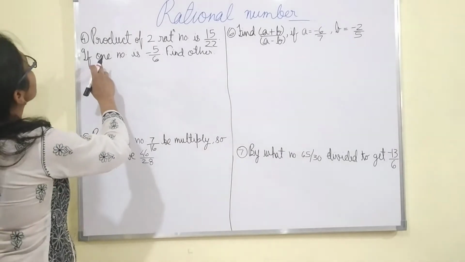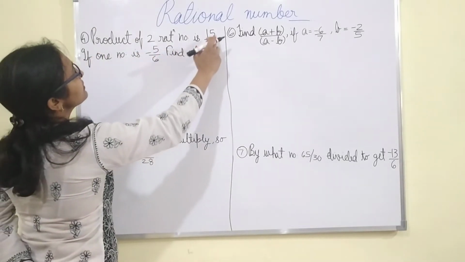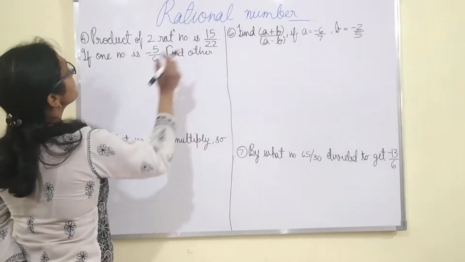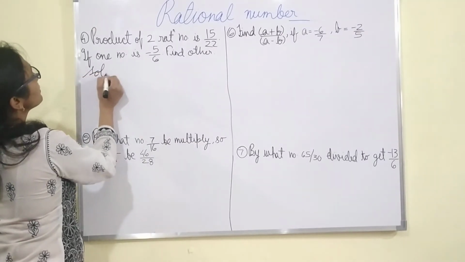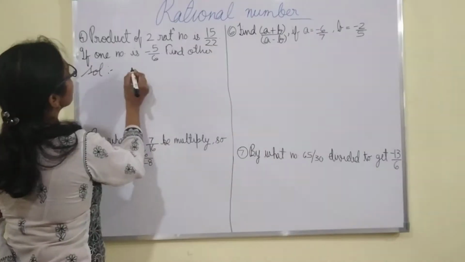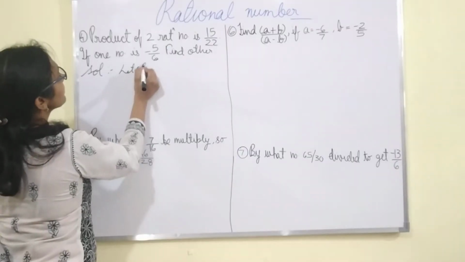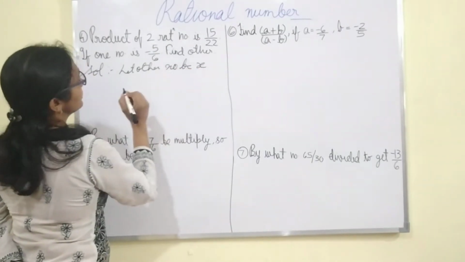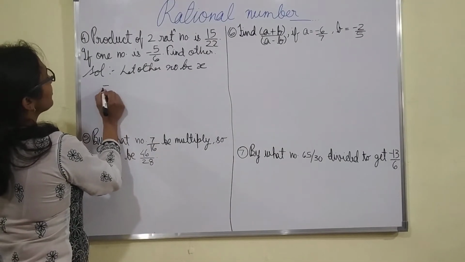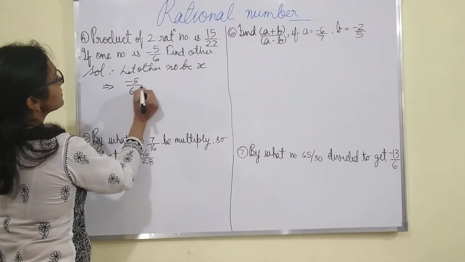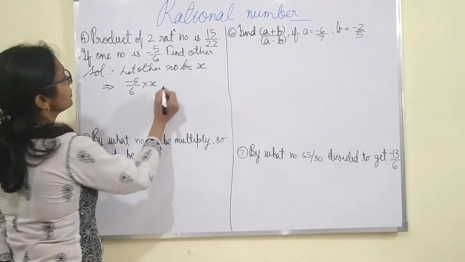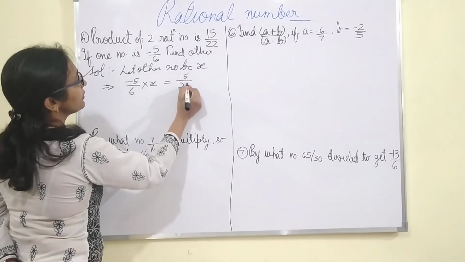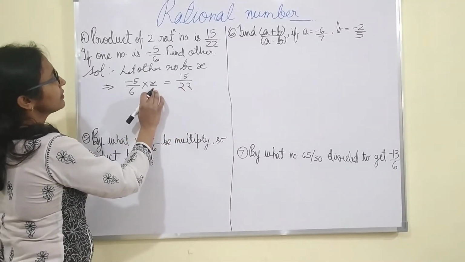Next example is: the product of two rational numbers is 15 upon 22. If one number is minus 5 upon 6, find the other. This is the product. So our solution is: let the other number be x. Okay, means minus 5 upon 6 is multiplied by x. So its product will become 15 upon 22. We have to find out x.